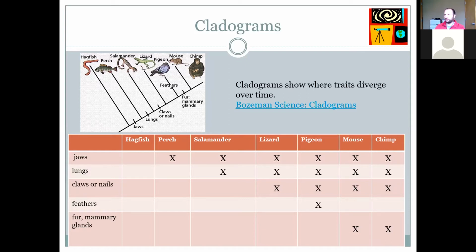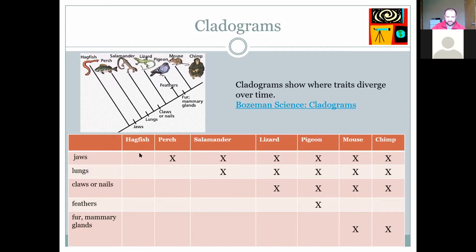And so you could lump all fish into this category, right? Fish don't have lungs or claws or feathers or mammary glands, so that limits their potential. But just the fact that they have jawbones and are able to eat food easier makes them pretty good survivors, right? And more so than a hagfish.